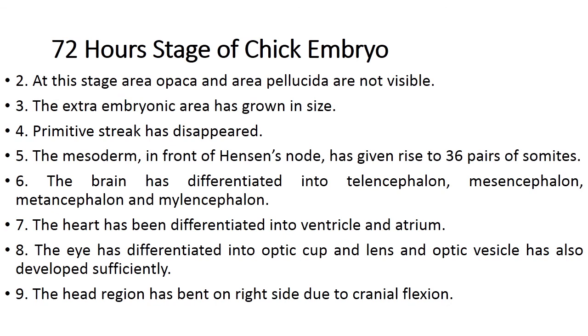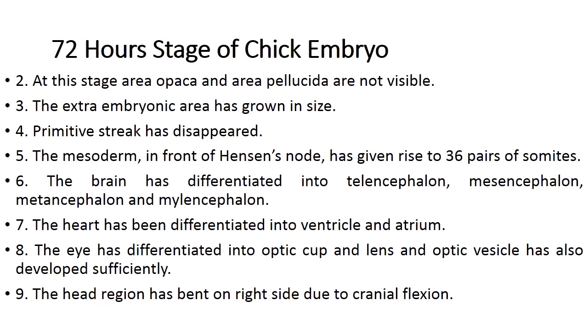And the 72-hour stage of chick embryo. At this stage, area opaca and area pellucida are not visible. The extra-embryonic area has grown in size. Primitive streak has disappeared. The mesoderm in front of Hensen's node has given rise to 36 pairs of somites.